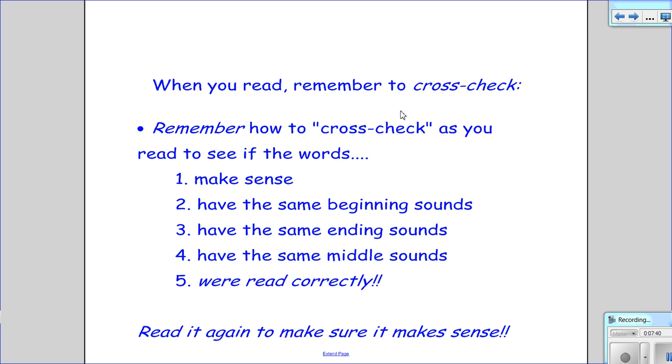When you read, remember to cross-check. Remember how to cross-check as you read to see if the words make sense, have the same beginning sounds, have the same ending sounds, have the same middle sounds, and that they were read correctly. And then once you're sure that word is right, read it again to make sure that it makes sense. Good luck with your cross-checking.